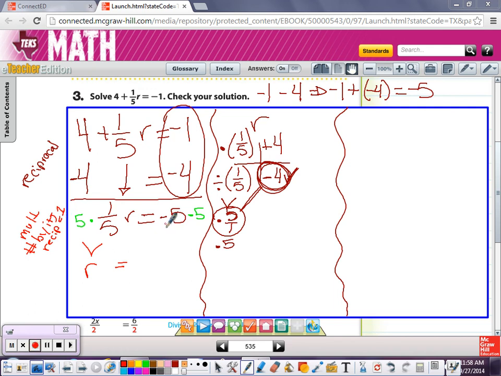I'll continue with my equation. A negative times a positive, I know is a negative, and 5 times 5 is 25. So I suspect that R equals negative 25. But you guessed it, I'm not done yet. I still must check my work. So let's go ahead and check it. You start off with the original equation, 4 plus 1/5 R equals negative 1. Wherever I see an R, I'm going to plug in a negative 25.